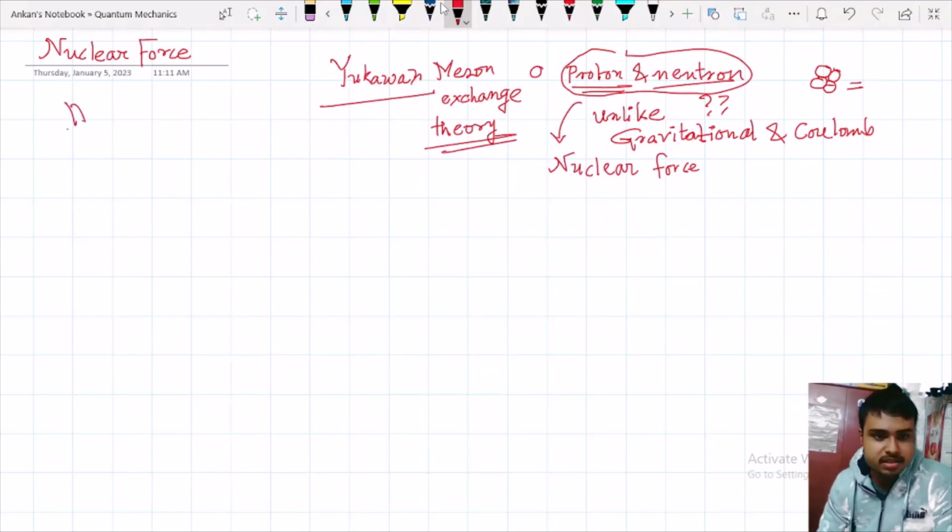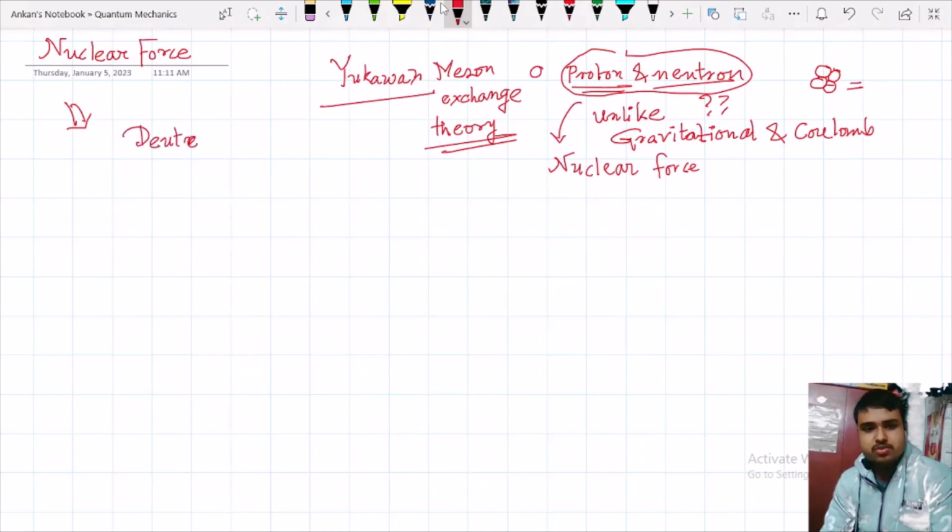Let us first discuss. To study the nuclear force, we have to consider the simplest case, for which only two nucleons are present. So the simplest case was considered for the deuteron nucleus, which consists of one proton and one neutron. Why was hydrogen not considered? Because hydrogen consists of only one proton and one electron, which is revolving around the nucleus. So the deuteron nucleus was considered for the study of the nuclear force and its nature.